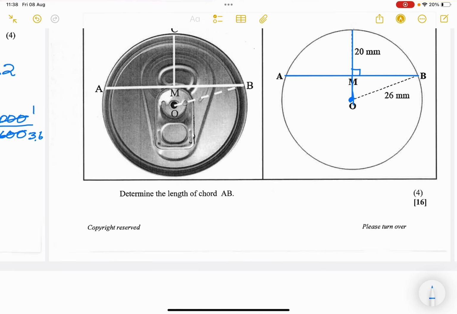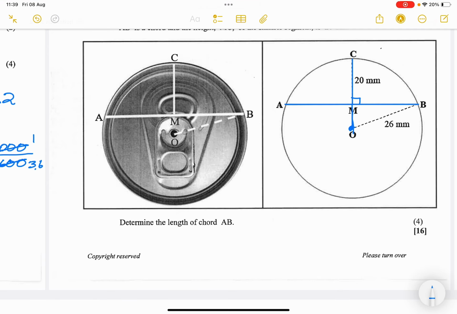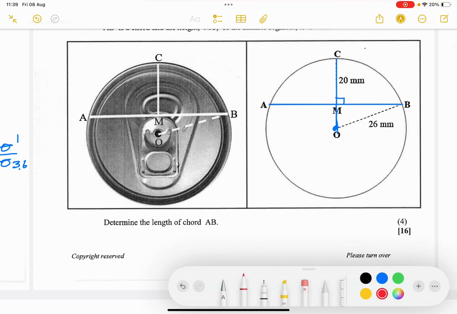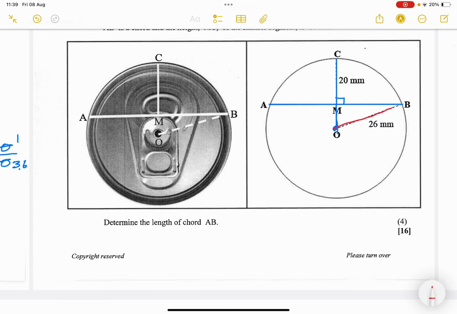Now I want you guys to please note this. They say to us, determine the length of chord AB. So we're looking for the length of the chord. Now, how can we do that? Well, already what I have going for me is that I've got the radius of the circle. I can also find the length of OM, because OC is also a radius. So I can subtract the length of CM from OC to get OM, and that will be 26 minus 20, which is 6 millimeters.